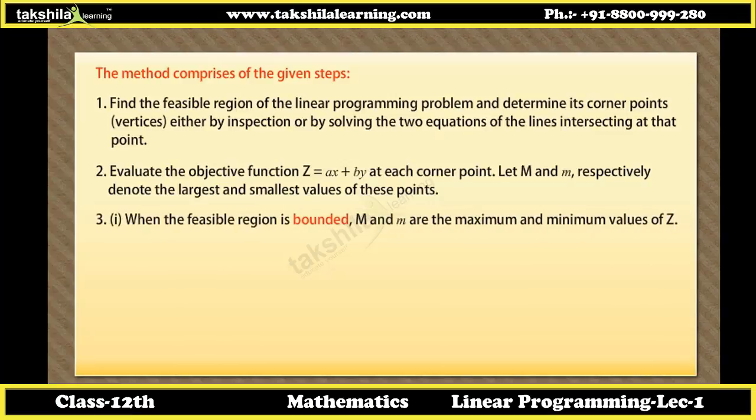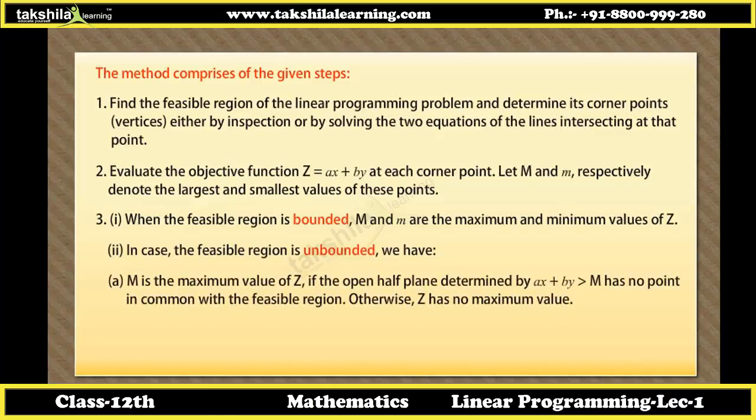3. 1. When the feasible region is bounded, M and m are the maximum and minimum values of Z. 2. In case the feasible region is unbounded, we have: a. M is the maximum value of Z if the open half plane determined by ax + by > M has no point in common with the feasible region. Otherwise, Z has no maximum value.